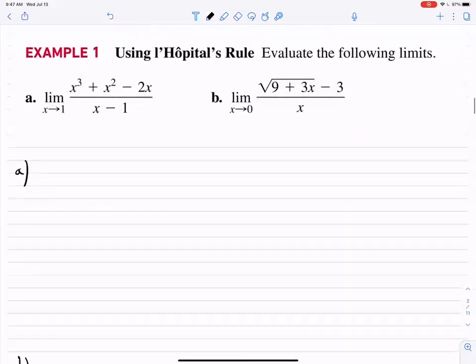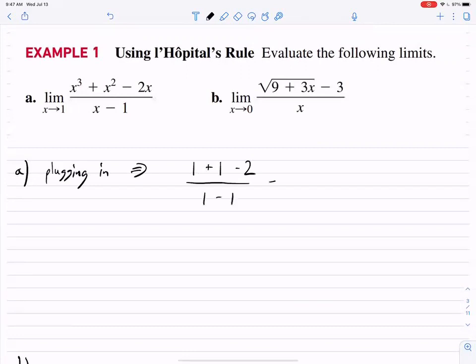So let's do it. Use L'Hopital's rule to evaluate the following limit. So if you try plugging in, what happens? Plugging in, we get 1 plus 1 minus 2 over 1 minus 1, which equals 0 over 0. So indeterminate. So L'Hopital's rule. This is how I would like you to write it. So L'Hopital's rule, what does that give us?